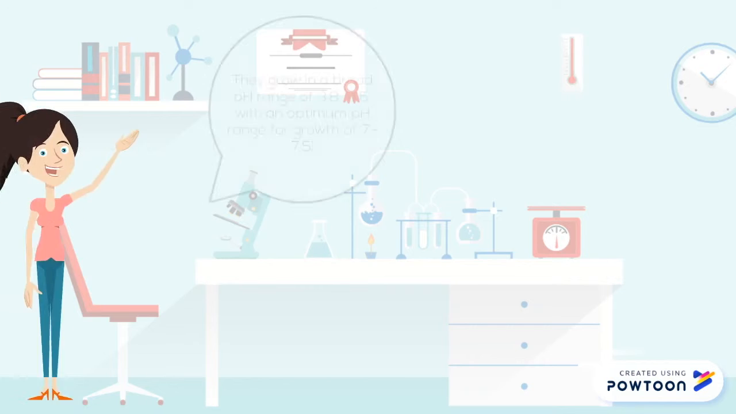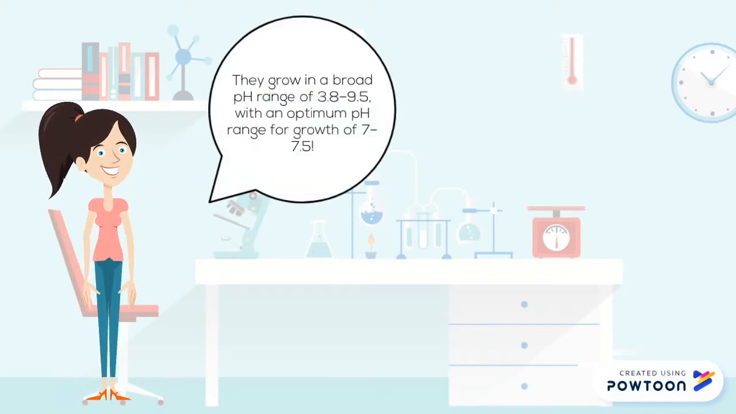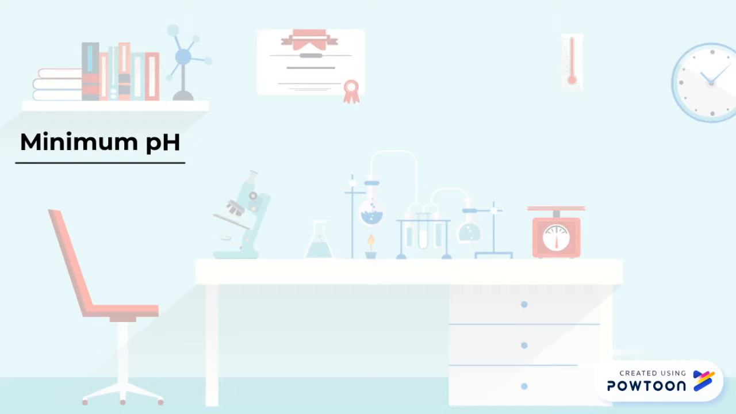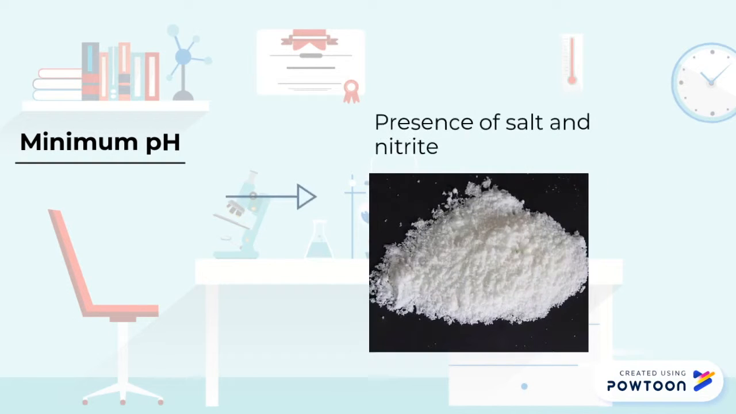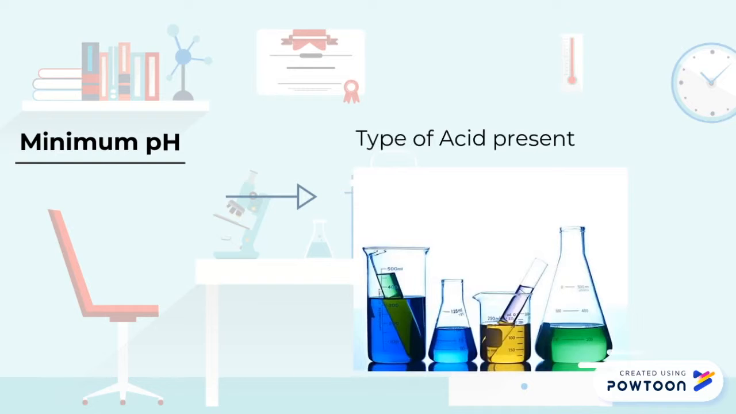Salmonella grows in a broad pH range of 3.8 to 9.5 with an optimum pH range of 7 to 7.5 for growth. The minimum pH at which they can grow is dependent on temperature, presence of salt and nitrite, and the type of acid present.